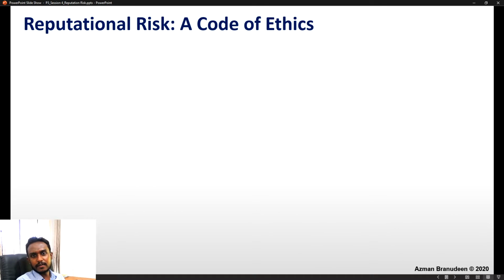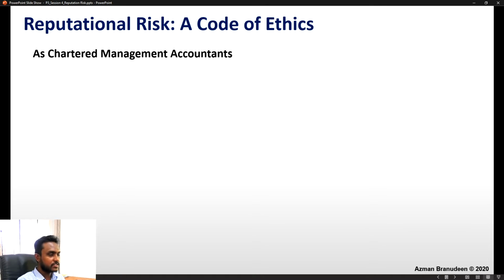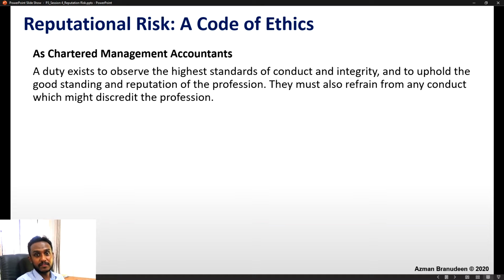So let's take a closer look at the ethics side of things. Now, when it comes to reputational risk, even as CIMA, potential CIMA, aspiring CIMA members, and currently CIMA graduates, you know that there is a code of ethics that CIMA relentlessly pursues. So similarly, we look at what, as chartered management accountants, the level of understanding we should have. A duty exists to observe the highest standards of conduct and integrity, and to uphold the good standing and reputation of the profession. They must also refrain from any conduct which might discredit the profession.